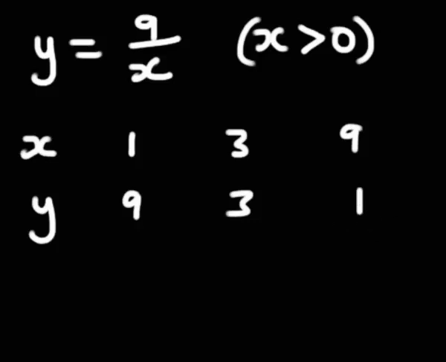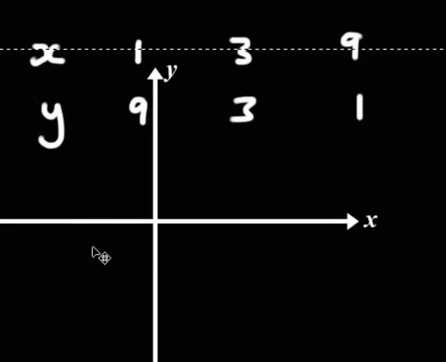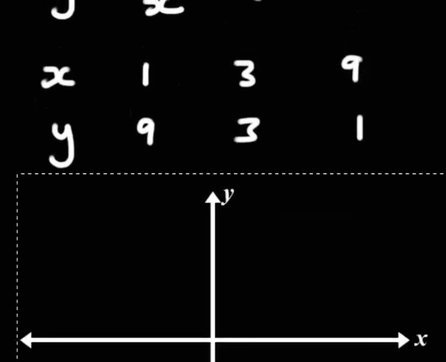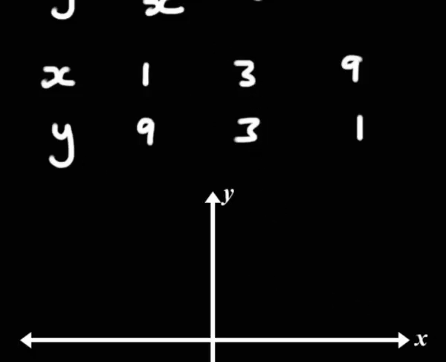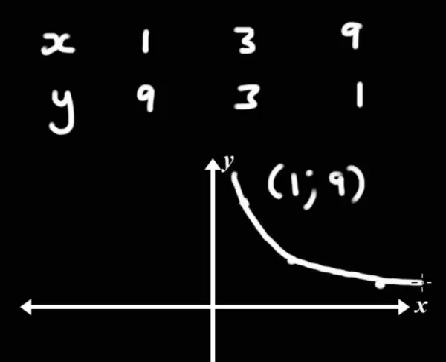So we can draw the graph now by simply getting a set of axes. Here we go, and we can then quite easily put into place the points here. Let's say 1, 9 should be about here. Let's put 1 and 9 over here. And then we've got 3, 3 should be about there. And then 9, 1 there. It doesn't have to be to scale, but that's your graph of your hyperbola.